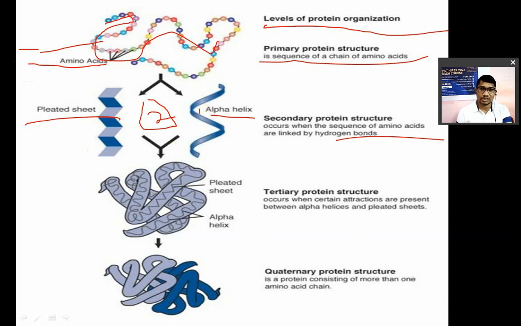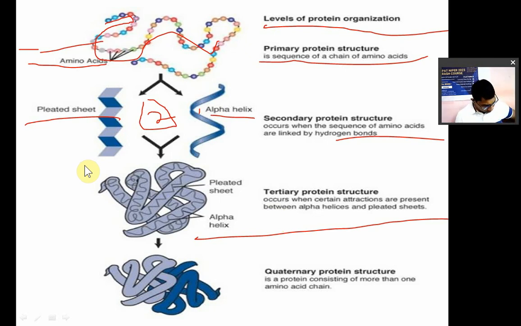Now tertiary structure of protein. Tertiary structure occurs when two or more peptides have interaction. When two or more peptides have interaction through hydrogen bonds, hydrophobic bonds, ionic bonds, and disulfide bonds. So there is a tertiary structure of protein.